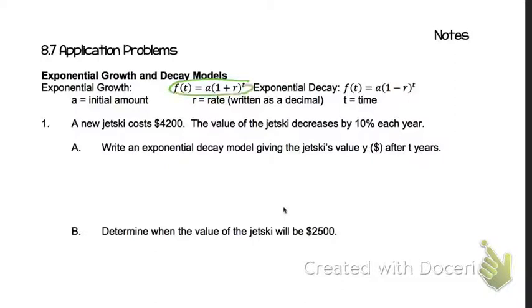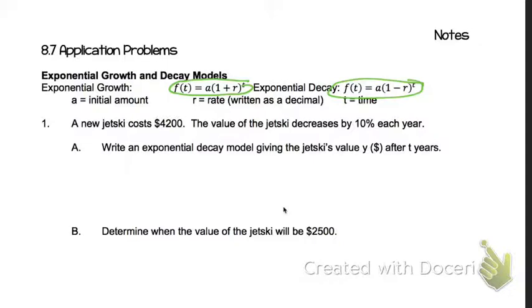You are not going to be given these, so you must memorize them. One is for exponential growth, one is for decay. You should be able to read a word problem and decide if it's growth or decay, because it'll say that it appreciates or it depreciates, or it increases or decreases. So we'll look at number one.